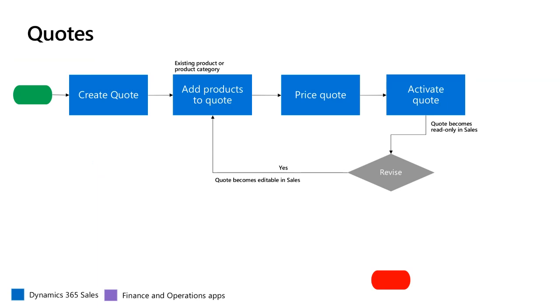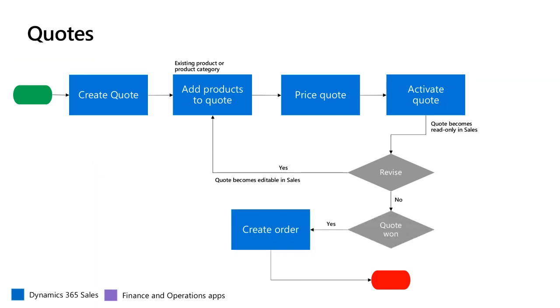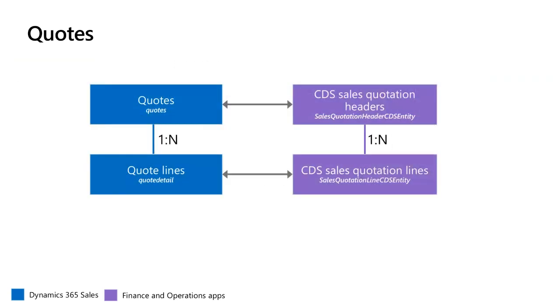Now, where we need to revise the quote, it's then going to become editable in sales, and we can make changes. If we win the quote, that's when we can create the order from the quote, and that's going to copy all the relevant order information over to a new order. Otherwise, we can close the quote and the process ends there. From a data modeling perspective, this is quite simple and should be somewhat familiar in header and lines construct. As I've mentioned before, this is a bi-directional sync, so the end-to-end process can be performed in either application.